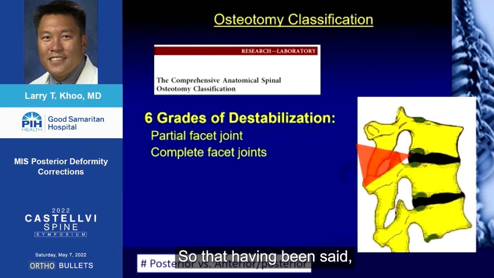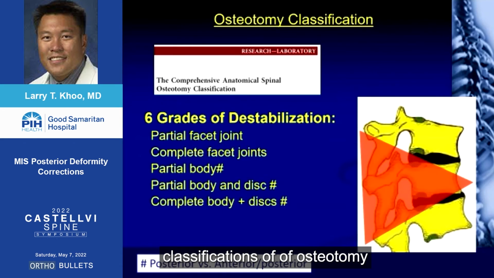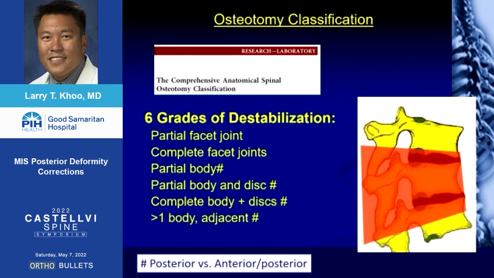So that having been said, it's important to remember the Schwab classification of osteotomies for different degrees of release and reconstruction as needed: partial facetectomies, or you might call them split Ponte osteotomies, complete facet resections, partial body resections, and of course, complete VBR or PSO leading into a VBR section.